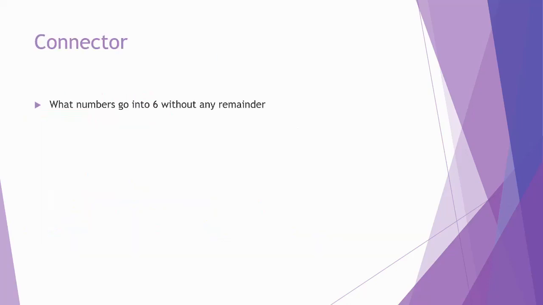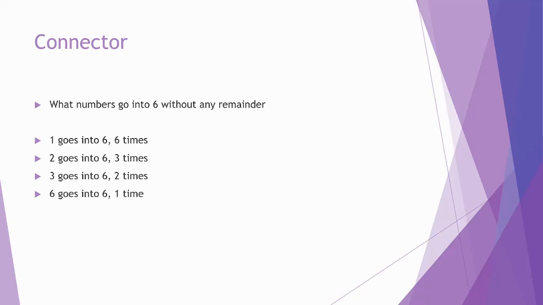What numbers go into 6 without any remainder? We can do this by knowing our times tables. So we know that 1 goes into 6 six times, 2 goes into 6 three times, 3 goes into 6 two times, and 6 goes into 6 one time.